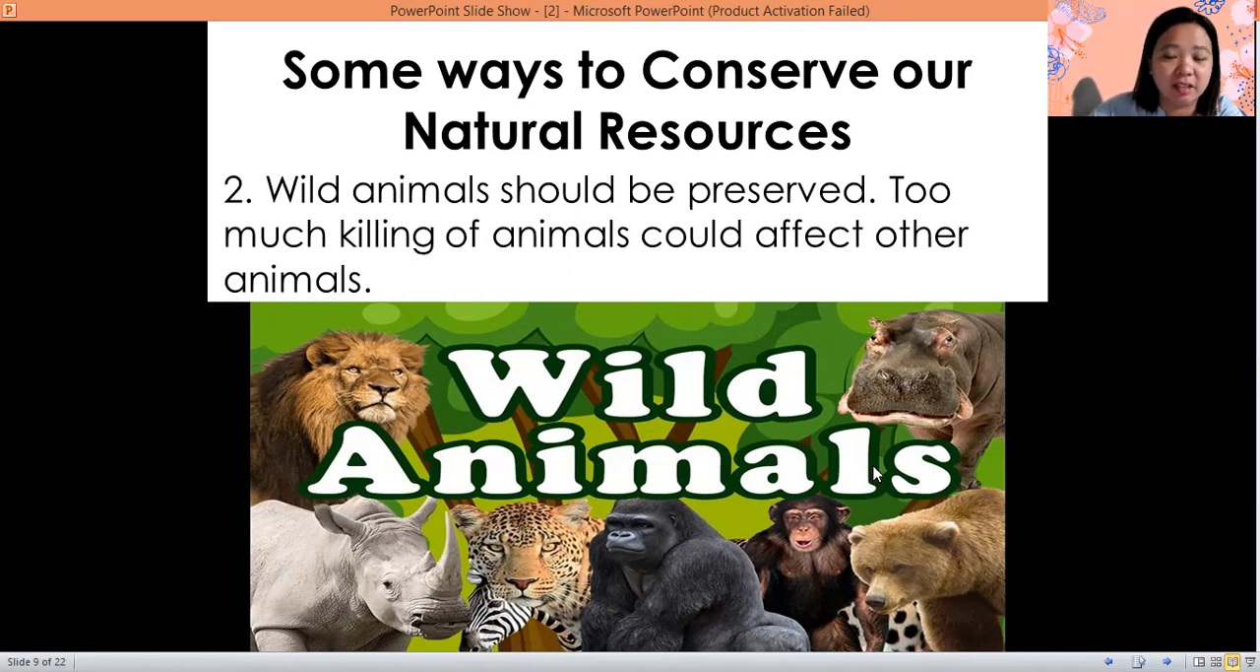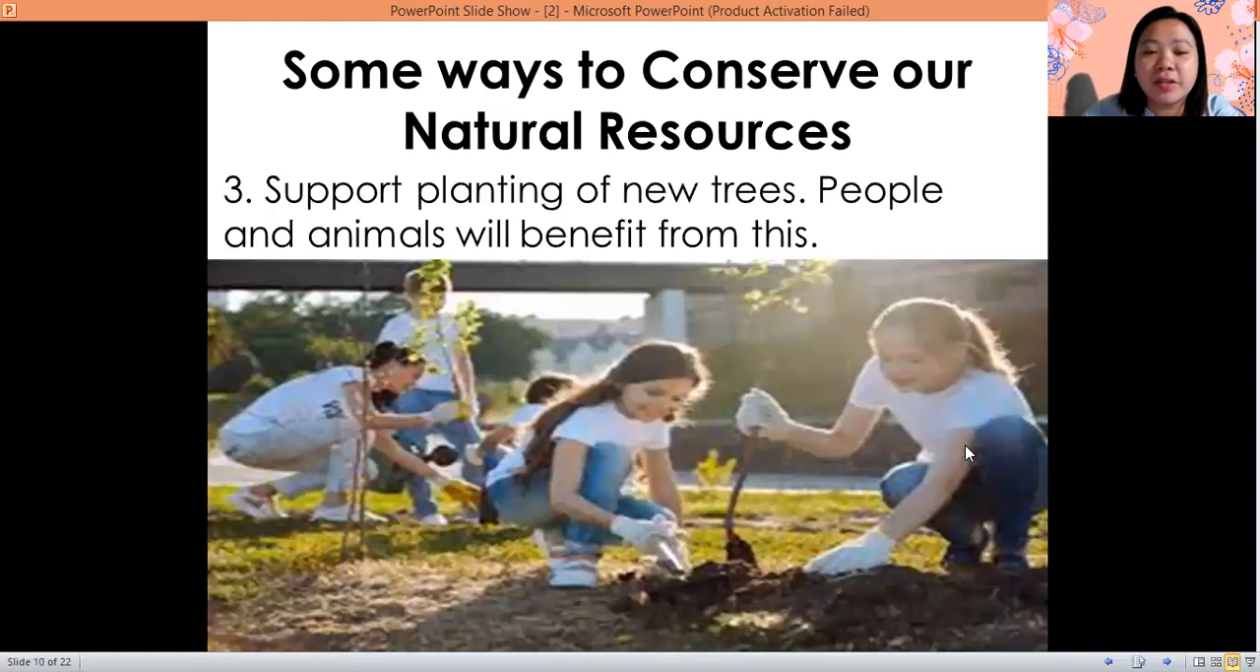Okay, because they also help the forest. Okay, next, number three, we need to support planting of new trees. People and animals will benefit from this. So para tayo ay makahelp sa our nature, we need to plant trees because we help the nature and the nature will help us also.